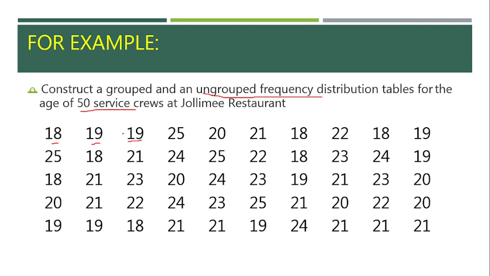So there are crews at Jolly Me Restaurant who are 18, 25, 19. The highest age that Jolly Me Restaurant has is that there are employees who are 25 years old. And the lowest age that you could see in your Jolly Me Restaurant is that it has a crew member aged 18. Okay? So let's have it already.